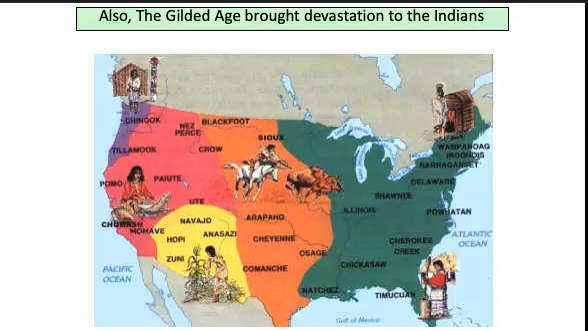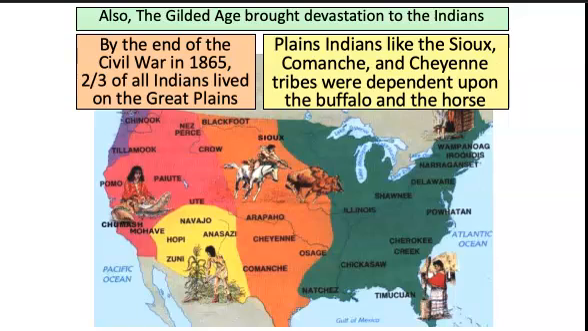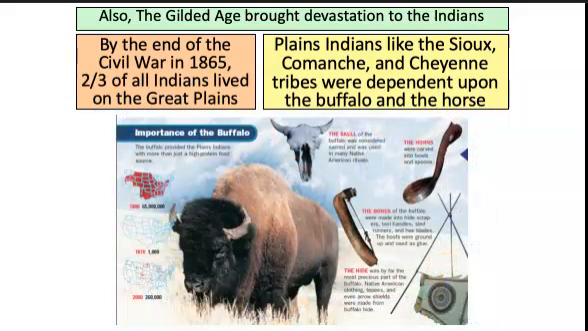Now, the Gilded Age is also going to bring devastation to the Native Americans. By the end of the Civil War in 1865, two-thirds of all American Indians lived on the Great Plains. Plains Indians included groups like the Sioux, the Comanche, the Cheyenne, and they were dependent upon the buffalo as well as the horse. As we can see here, they're using the buffalo for just about all of their tools in life and clothing.